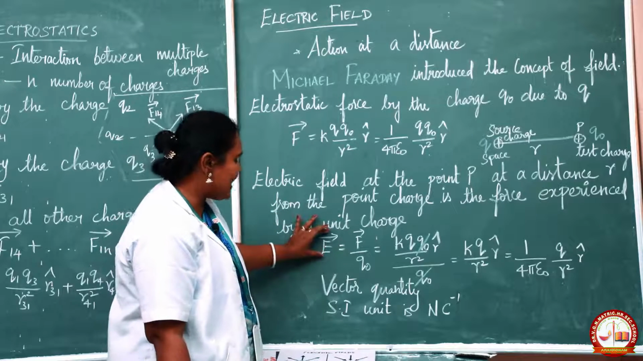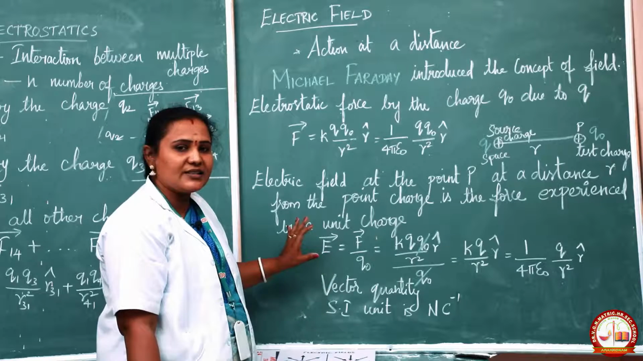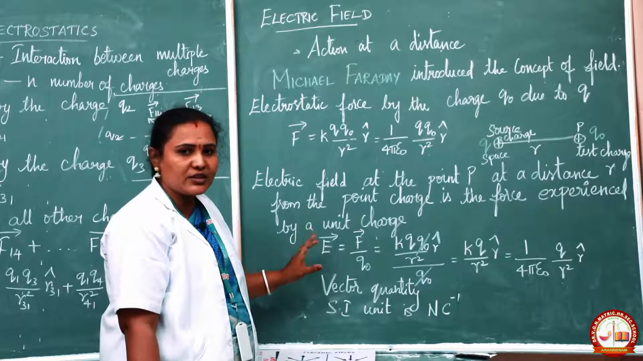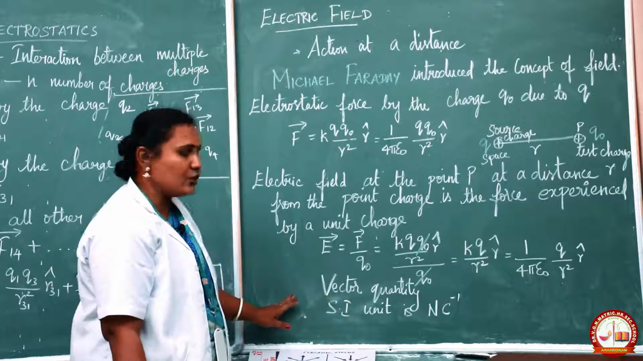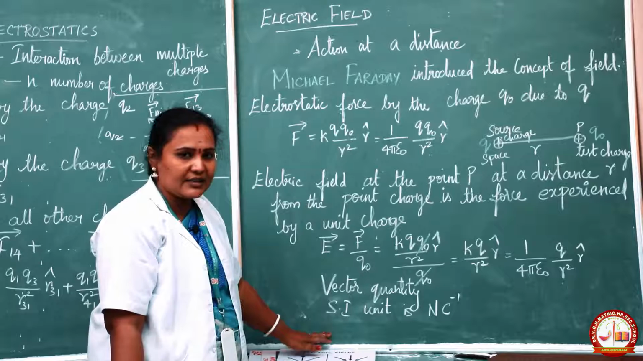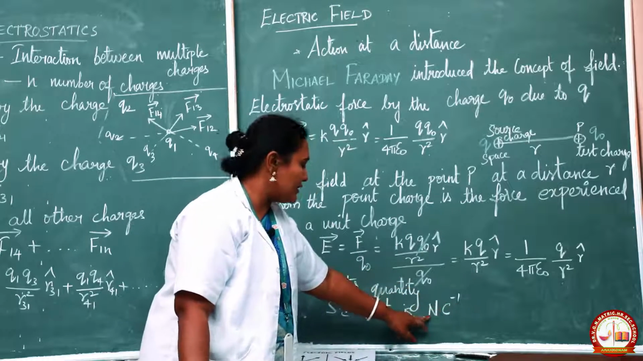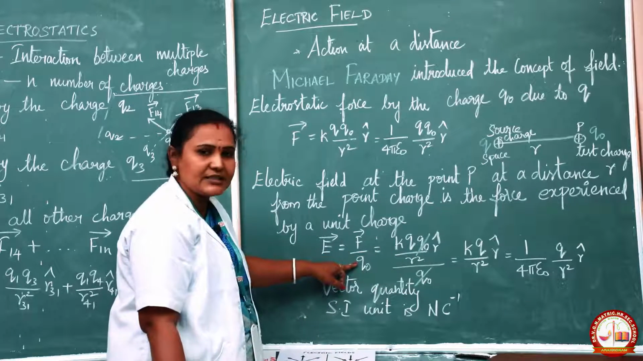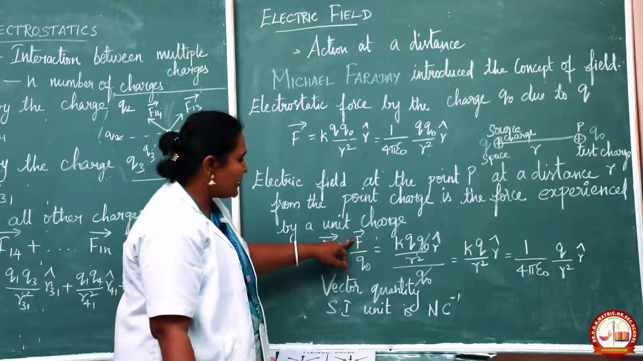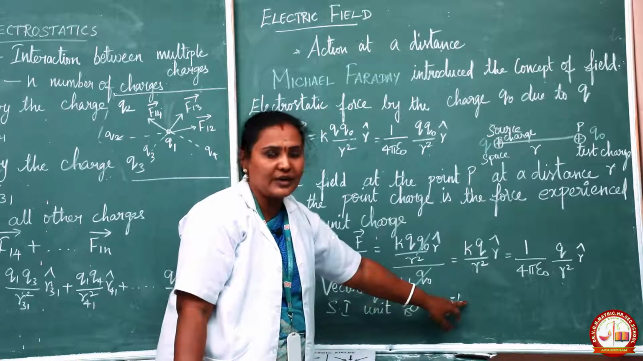Now this electric field is a vector quantity. You know that if it is a vector quantity, it has both magnitude as well as direction. The SI unit of the electric field is Newton per Coulomb, or Newton Coulomb inverse. Why Newton? The unit for force is Newton and the unit for charge is Coulomb. So it is Newton divided by Coulomb, which I write as Newton Coulomb inverse.